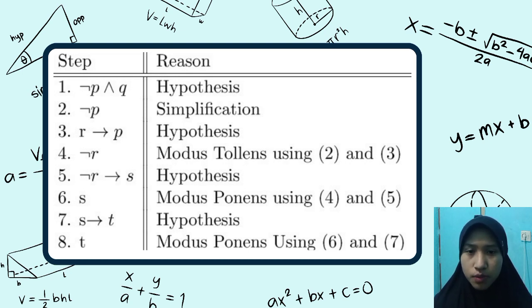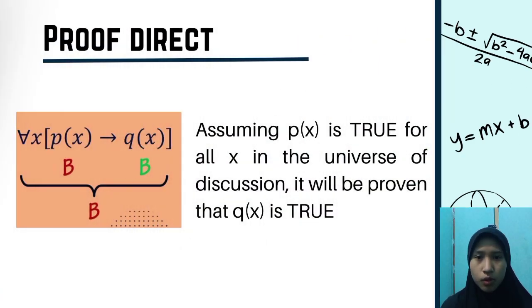And the last hypothesis, we have S then T. Using modus ponens with statements 6 and 7, we will find T. So we find the conclusion T. So we can conclude that the statement is true. We will move on to the next material about proof with basic technique.